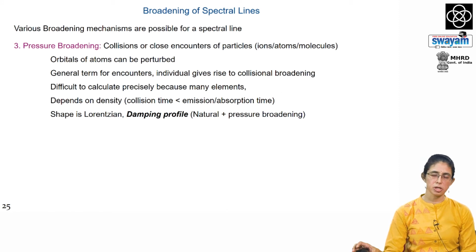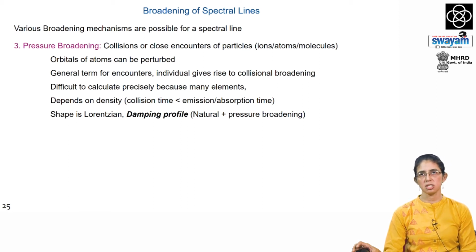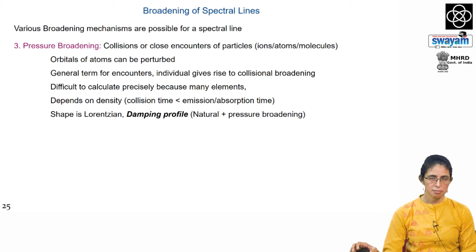This kind of pressure broadening is very difficult to calculate precisely because there are many elements involved, many transitions involved, and one needs to consider the velocities of the particles during encounters. This broadening of course depends on the density, as the collision time should be less than the emission or absorption time. The shape of this broadening effect is Lorentzian.